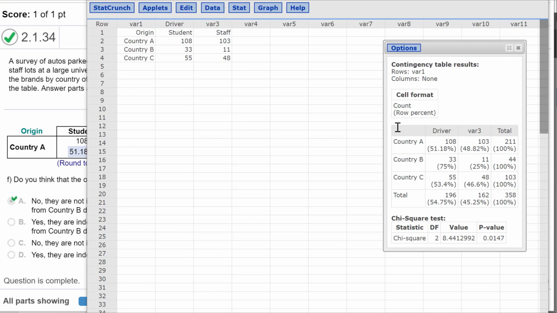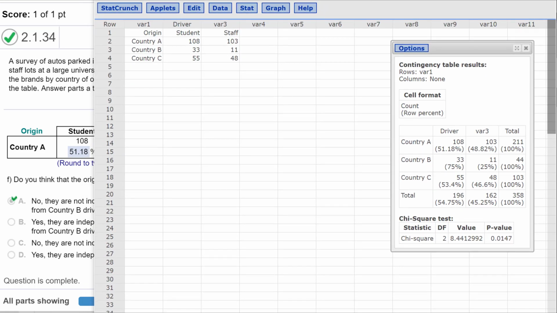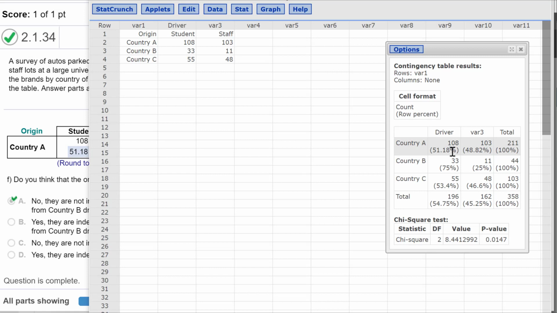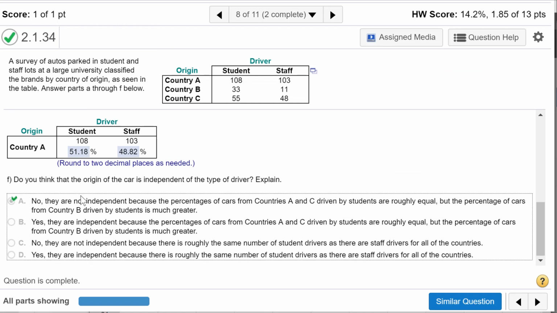So let me just finish this one off so you're not scrambling around. Notice our percentages here are roughly equal between the student driver and the staff driver. For country A, they're roughly equal, and country C, roughly equal, but country B, there's a big difference, right? We have 75% and 25%. So we would say no, they are not independent because the percentages from countries A and C are roughly equal, but the percentage of cars from country B owned by students is much greater.